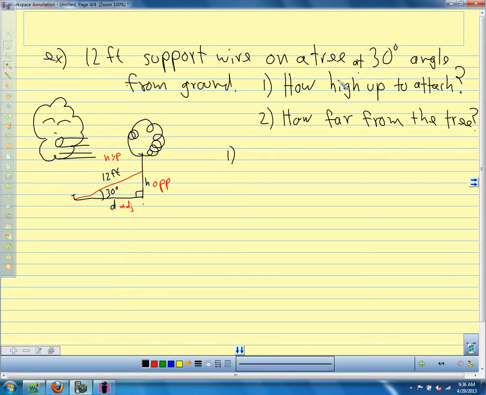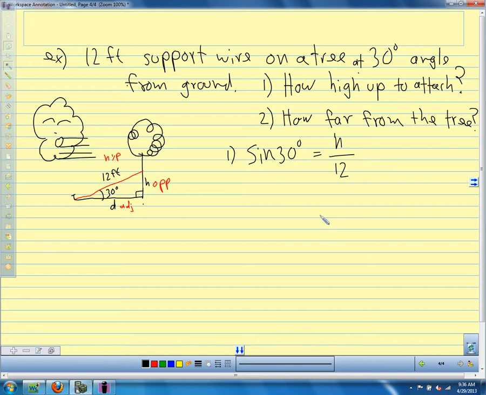So let's solve the first problem, part one first. For the first part, we're trying to find H. We have the opposite and the hypotenuse. Which ratio tells us about the opposite and the hypotenuse? Sine. So I'm going to write sine 30 degrees equals the opposite, H, over the hypotenuse, 12.